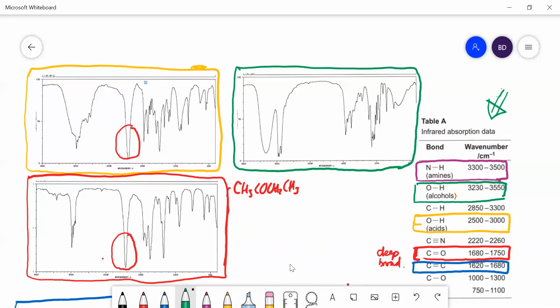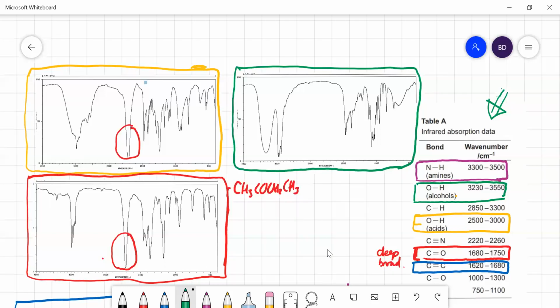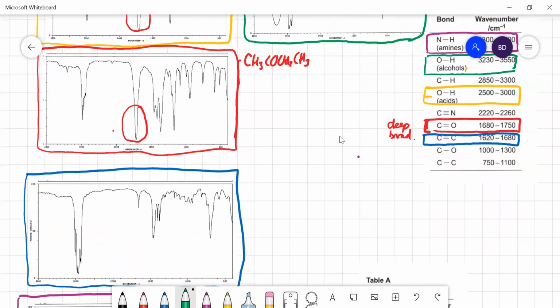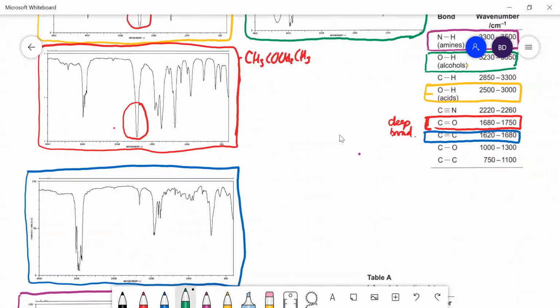Okay, so we've done alcohols, we've done carboxylic acids, and we've done the carbonyls. They're the easiest ones. Now we're going to do this blue one, the CC. Right, that's a bit trickier. Now if you look, it's in a very similar position to the carbonyl. It's about 1600, but it's very easy to spot the difference.